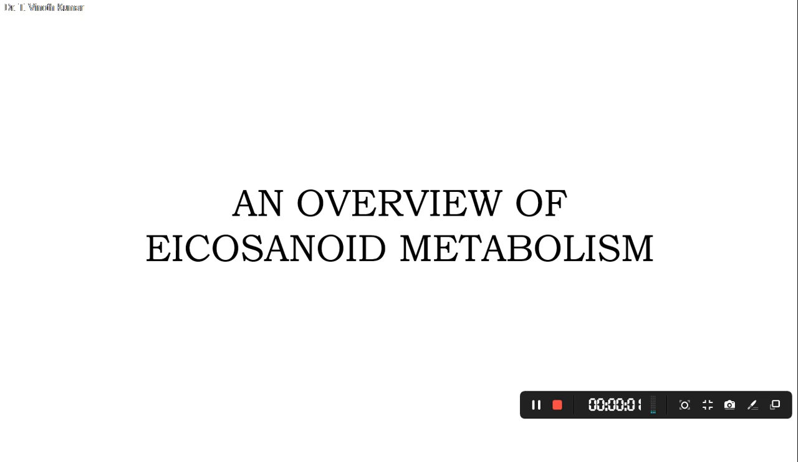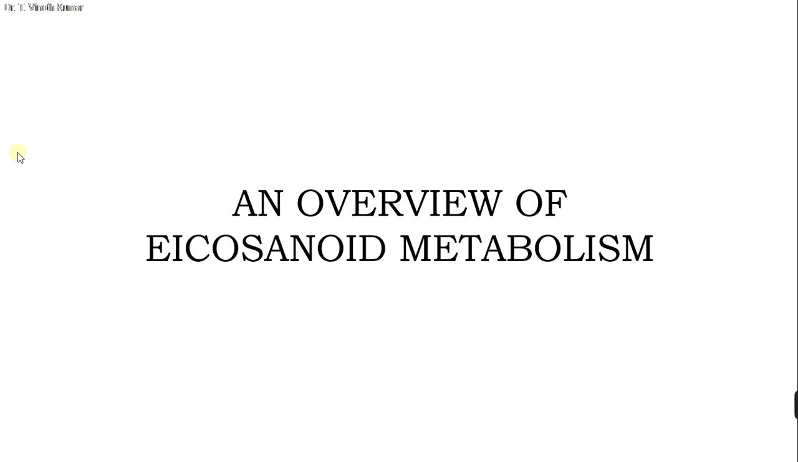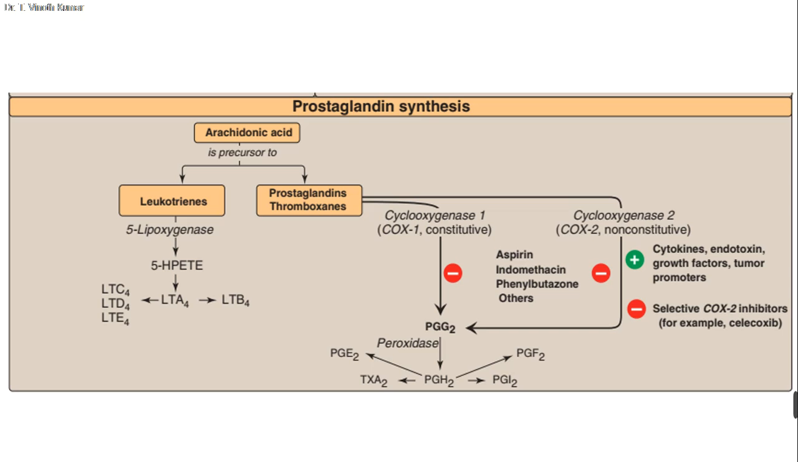Next one is an overview of eicosanoid metabolism. The eicosanoids are very important components in the biochemical pathways, especially the pain receptor and also pain controlling and inflammatory responses. Everything is controlled by eicosanoid metabolism. And you can see here this overall view of metabolism and prostaglandin biosynthesis.